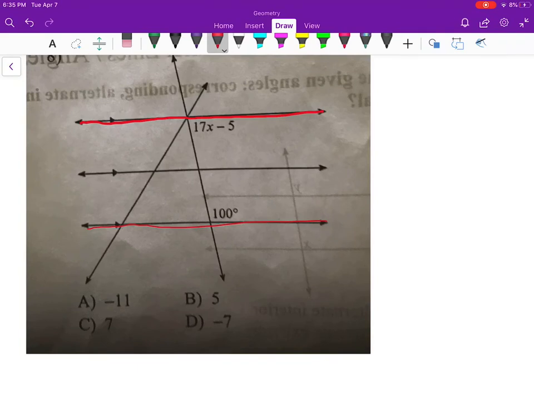And then where's my transversal? Because there's two different lines that cut through. This green one here cuts through those parallel lines, but so does the purple one.